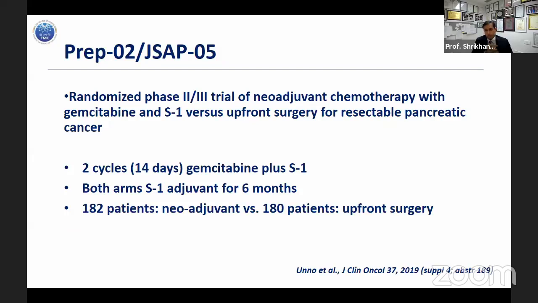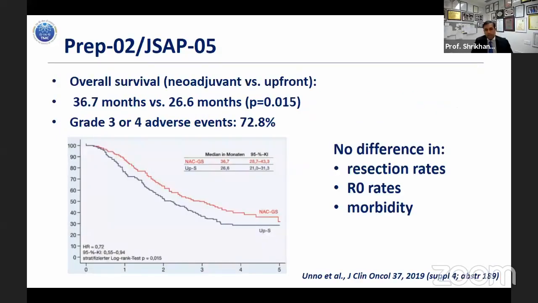This one is from Japan, from a colleague of mine. Mikiaki Uno is a leader in Japan. And they have looked at a randomized phase 2, phase 3 trial of neoadjuvant chemo with gemcitabine and S1 versus upfront surgery. 182 patients neoadjuvant, 180 patients adjuvant. Both arms got S1 as adjuvant for 6 months, and 2 cycles, 14 days gemcitabine plus S1 was a specific arm. And you can see what happens here.